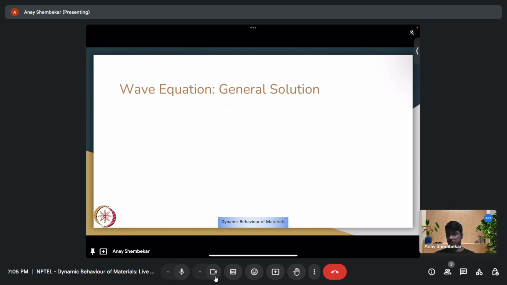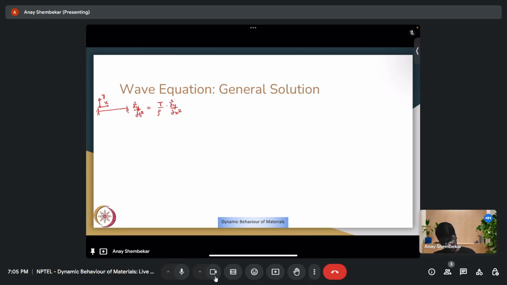So, a general equation. We have already seen in the case of a vibrating string, we can write the equation of motion as rho ∂²y/∂t². This is my vibrating string, y being the displacement along the y-axis. This can be written as T by rho ∂²y/∂x².